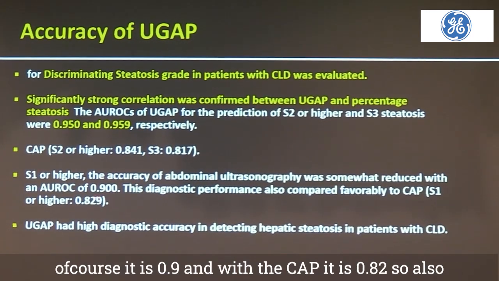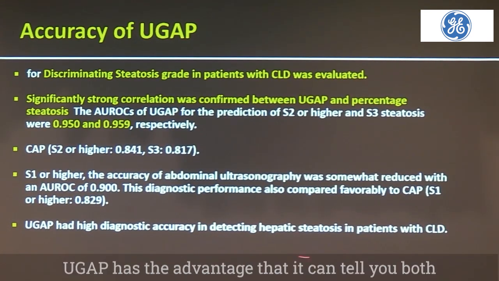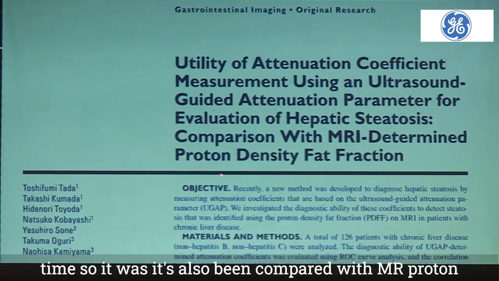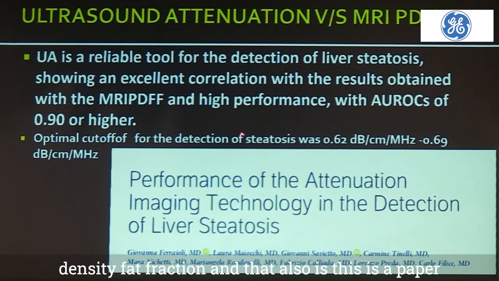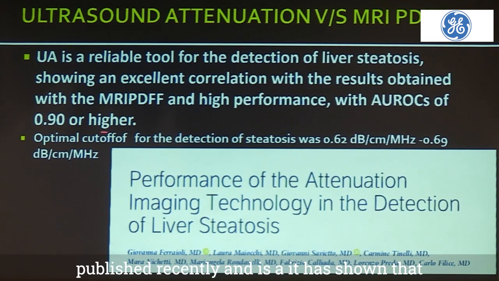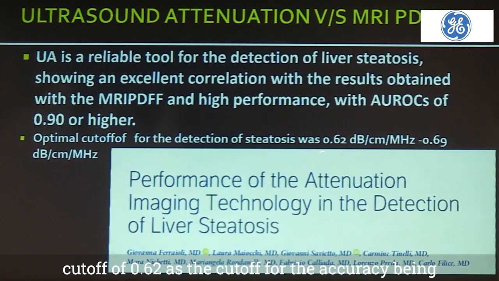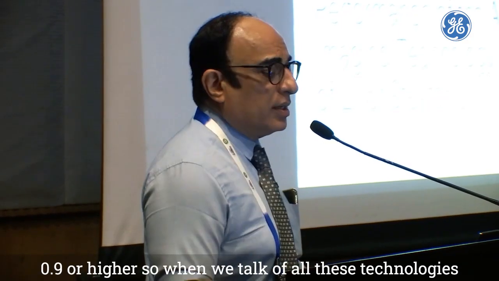With S1, of course, it is 0.9, and with CAP, it is 0.82. So UGAP also has the advantage that it can tell you both chronic liver disease and steatosis at the same time. It has also been compared with MR proton density fat fraction, in a paper published recently, and it has shown that ultrasound and UGAP have high correlation, with a cutoff of 0.62 for the accuracy being 0.9 or higher.